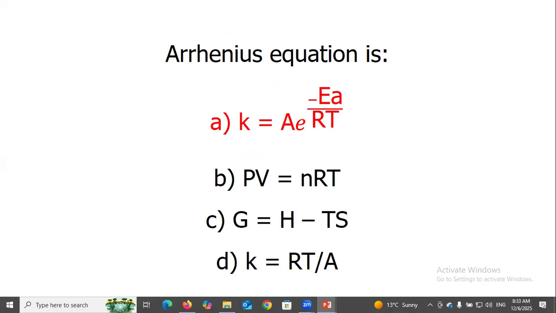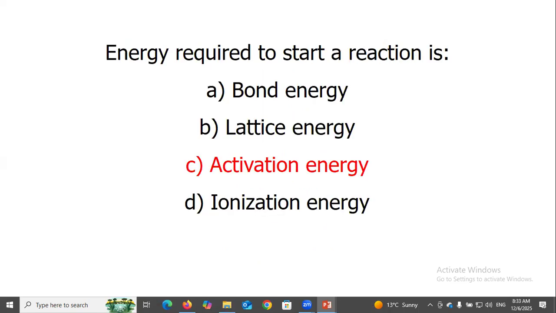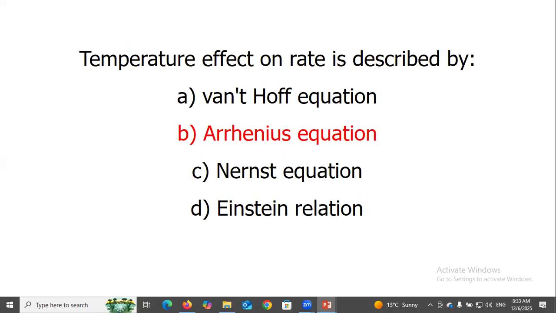Arrhenius equation is option A, K equal to A e to the power minus Ea over RT. Energy required to start a reaction is Bohr energy, lattice energy, activation energy, ionization energy. Correct option is option C, activation energy. Temperature effect on rate is described by Van't Hoff's equation, Arrhenius equation, Nernst's equation, Einstein relation. Correct option is option B, Arrhenius equation.